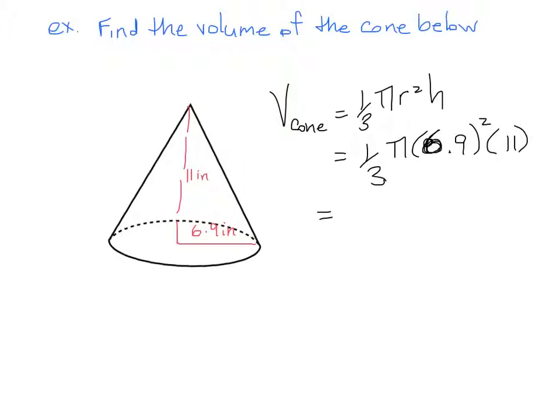And once we plug that all into the calculator, we should get that our volume for this cone is 548.4 inches squared. And that's how we find the volume of a cone.